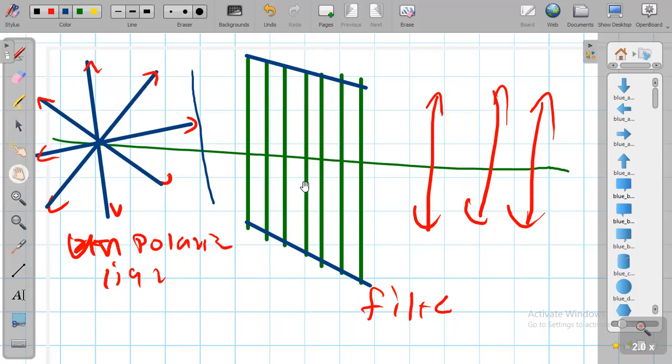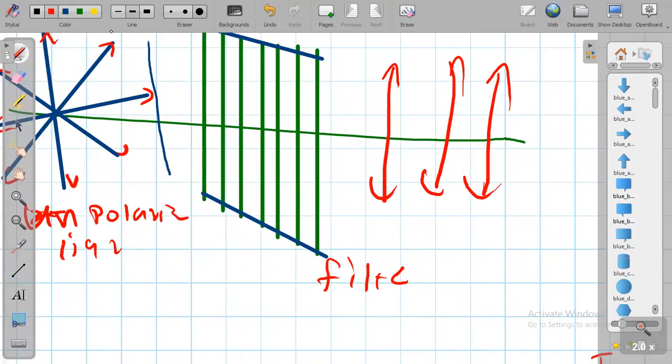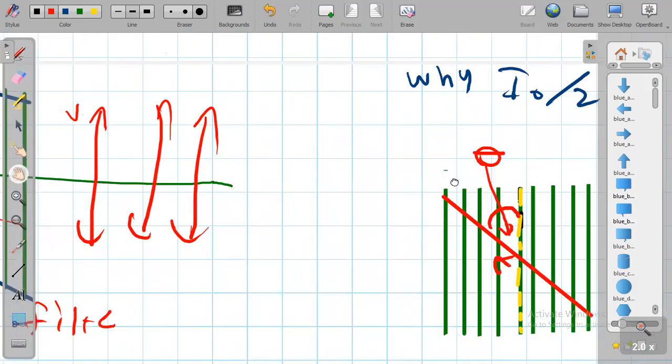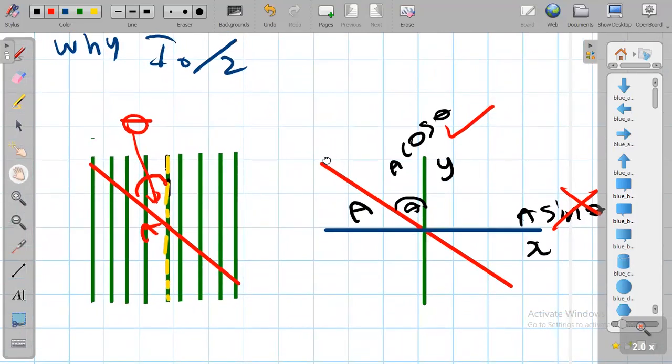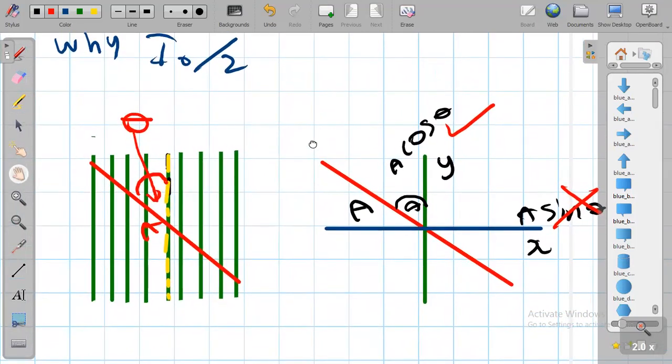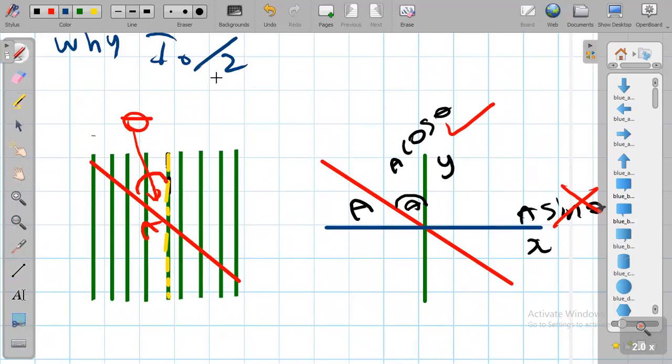Now have a really good look: only one component, only the vertical component, comes through the filter. All the horizontal components get blocked. That's the basics of polarization. Sometimes you may get confused about why it is always half of the wave that comes out. The reason is, if you keep a certain wave slanted here, this part only lets the vertical part go through, this part only lets the vertical part go through, all the slits only let the vertical part go through it, and the horizontal part is getting blocked.